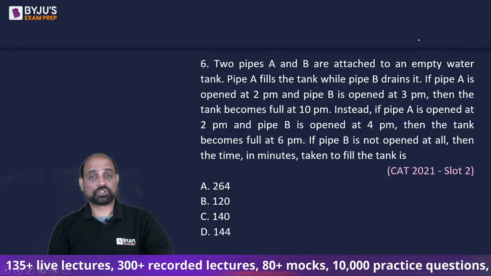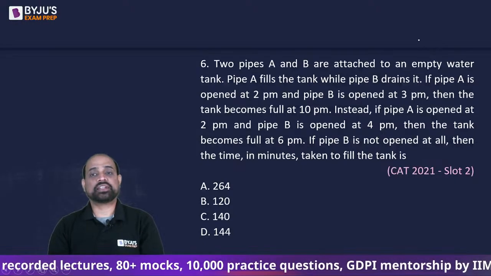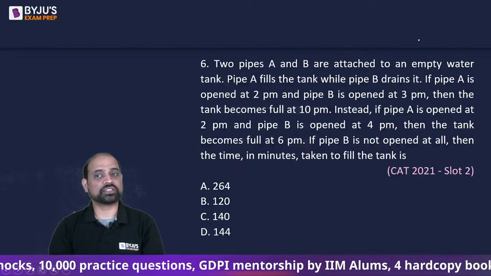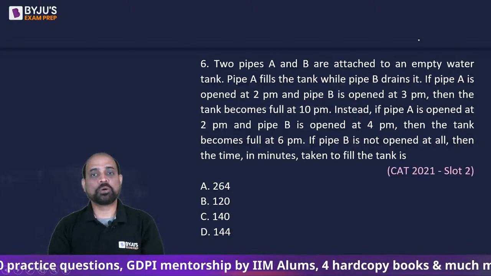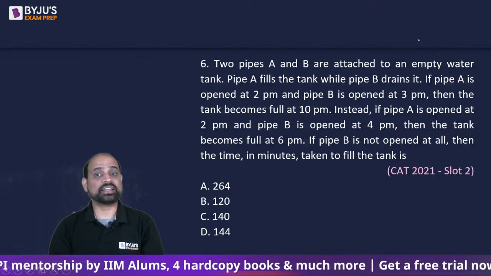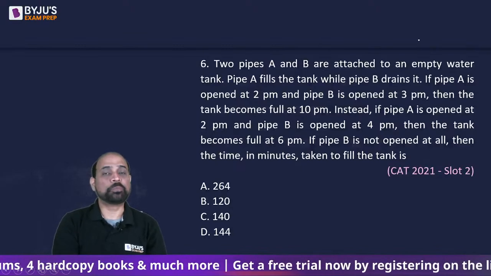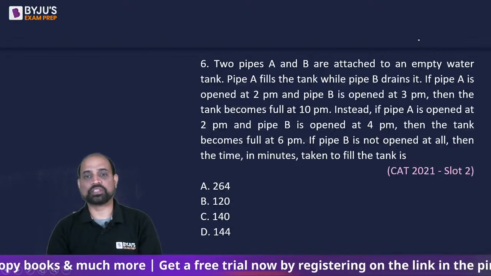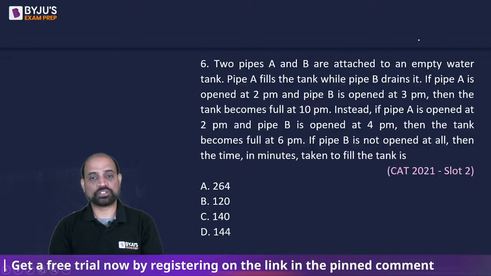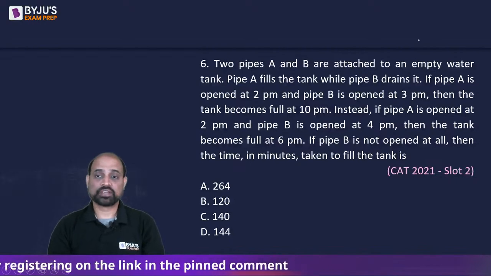Next question on pipes and cisterns. Two pipes A and B are attached to an empty water tank. Pipe A fills the tank while pipe B drains it. If pipe A is open at 2 p.m. and pipe B is open at 3 p.m., then the tank becomes full at 10 p.m. Instead, if pipe A is open at 2 p.m. and pipe B is open at 4 p.m., then the tank becomes full at 6 p.m. If pipe B is not opened at all, then the time in minutes taken to fill the tank is.